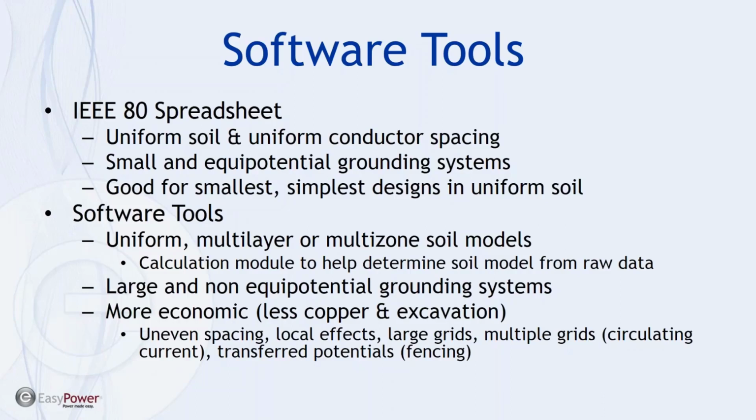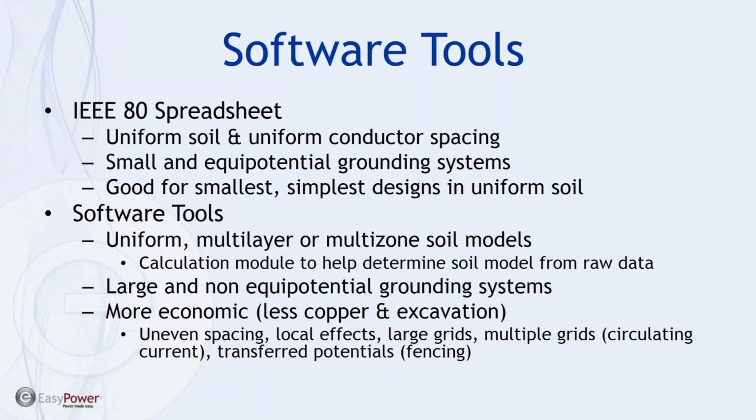So the main reason for using software as opposed to the IEEE 80 spreadsheet would be if a two-layer or multi-layer soil model is necessary. Some studies have been run on this, and it's been indicated that a uniform soil model is actually quite rare. It only occurs in a very small percentage of locations. So it's not always a good assumption, and you might end up with a much more conservative design if you're forced to use that uniform soil model.